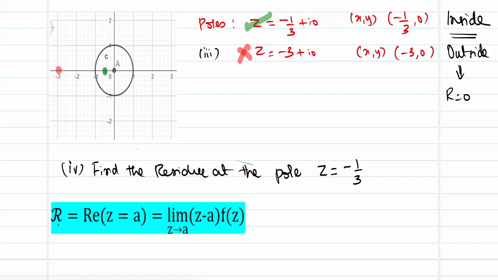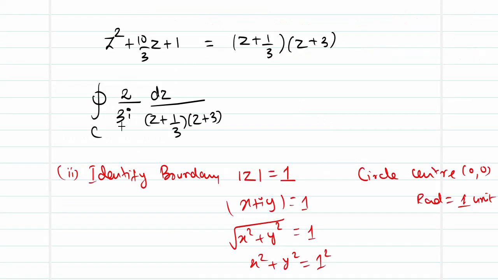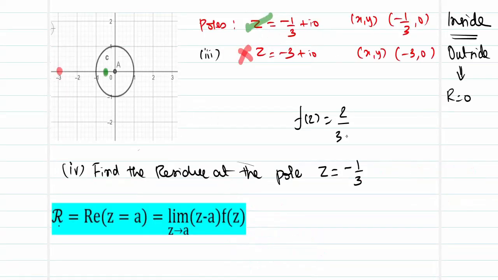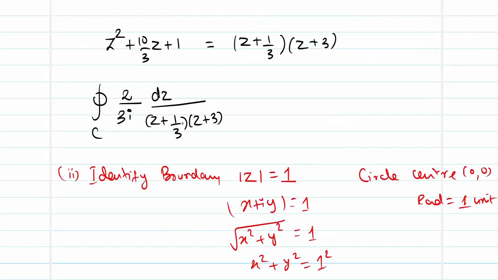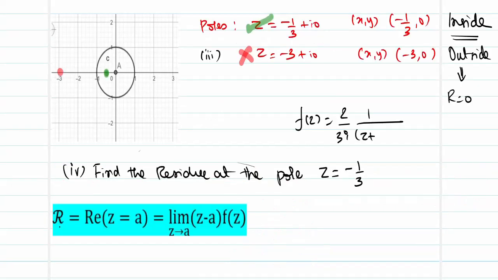So what is my function first? I need to identify my function f of z. My function f of z is going to be equal to, what is going to be here? 2 by 3i, 1 divided by z plus 1 by 3 into z plus 3. So this is going to be my function f of z.